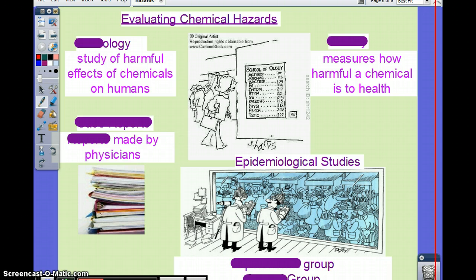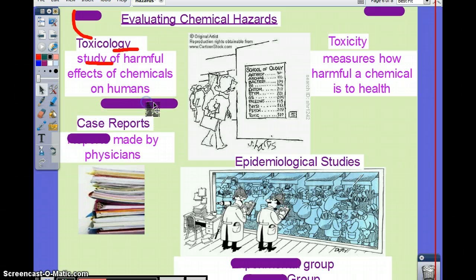Evaluate hazards, okay? We're going to look at toxicology. So we're going to take studies on how toxic a chemical is and how it affects humans. You see the similarities in these terms. Toxicity measures how harmful a chemical is to health. You know that ology or logy means study of, so try to remember that when you see those two words.